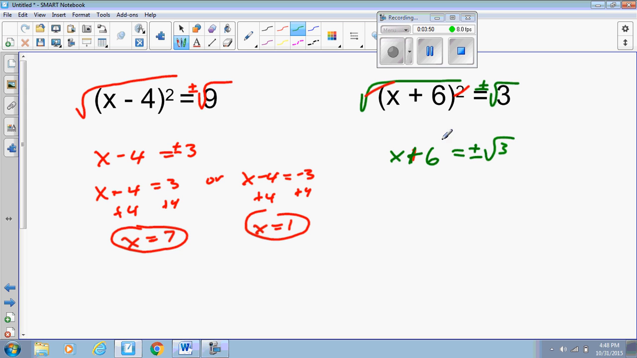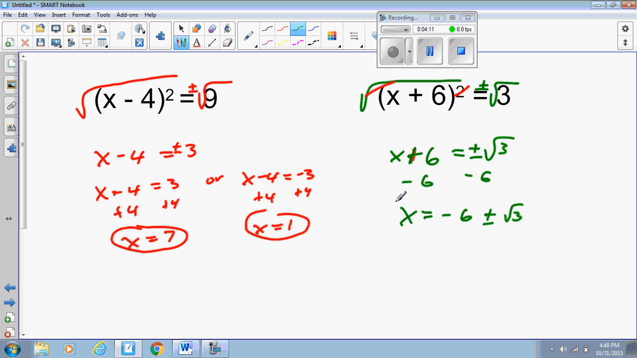So the way we usually do that is now we're going to get rid of this 6. Instead of writing two separate equations like I did here, I'm going to get rid of the 6 first. So that's going to be minus 6 and minus 6. And we write x equals. Now these can't be combined because one of them is outside of a square root and one's inside. So we just write negative 6 plus or minus the square root of 3.